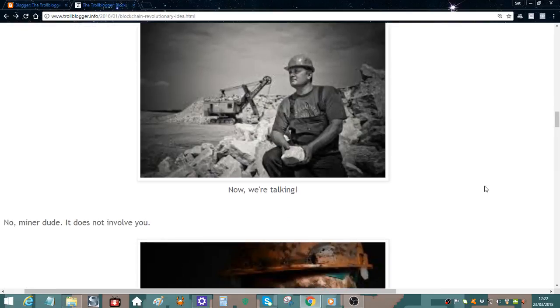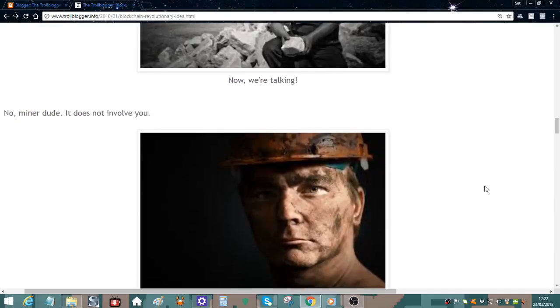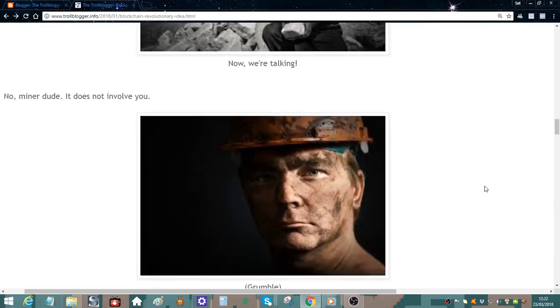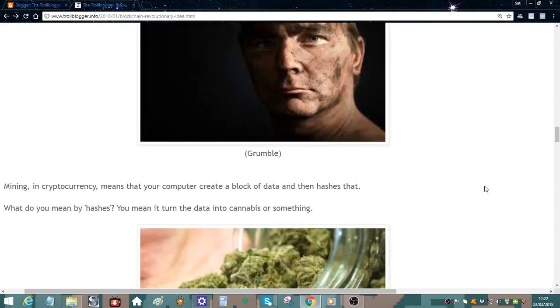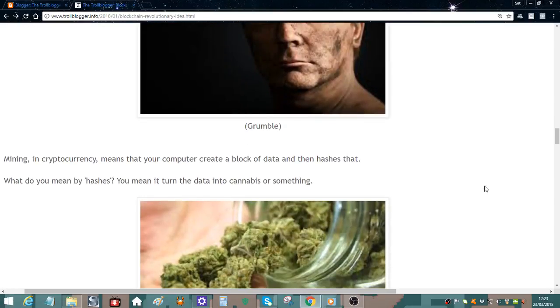Now, we're talking. No, miner dude. It does not involve you. Mining, in cryptocurrency, means that your computer creates a block of data and then hashes that.